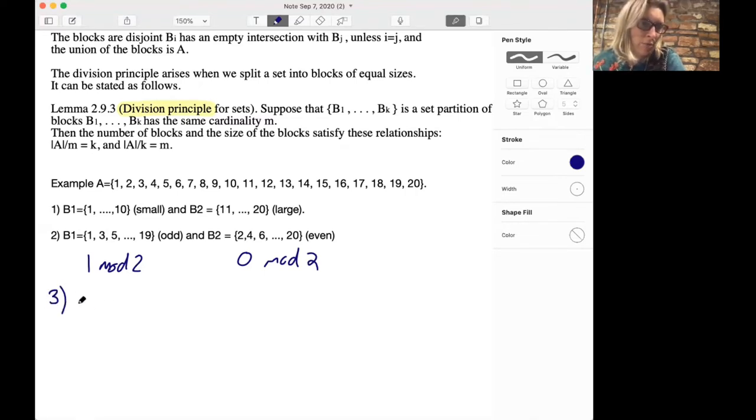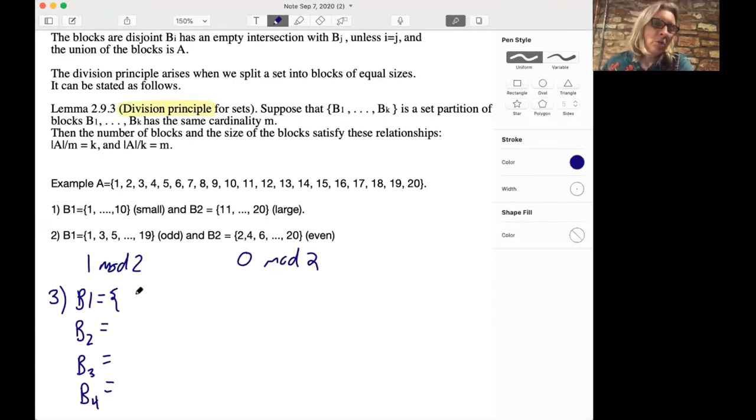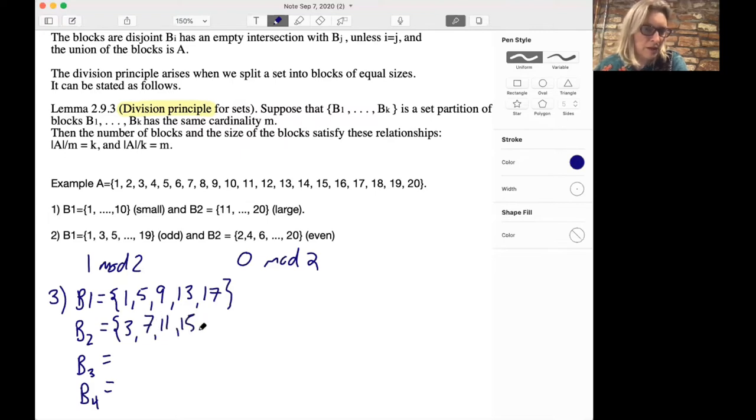So let's now look at an example where we divide up into more blocks. It turns out the most natural way to divide into four blocks is to take the odd ones and split them into two sets of 5, and take the even ones and split them in two sets of 5. We could look at the small odd ones, but that turns out to be not so interesting usually. So instead, we're going to look at every other odd one. So that's 1, 5, 9, 13, 17. And we're going to look at the others, which are 3, 7, 11, 15, and 19.